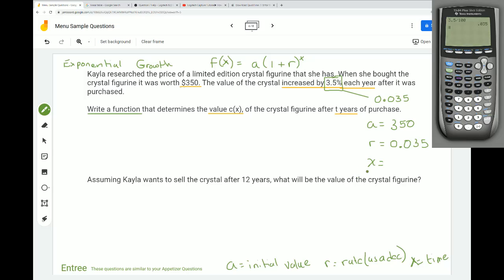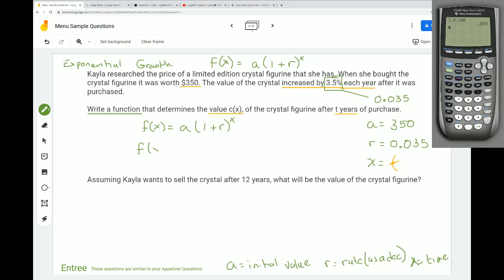And our x, which is our time, they didn't give us a time, but they told us it's t years. That means t, I'll do this in a different color, t represents our time. So now we want to use this information to just write a function. We're not doing anything else, just writing a function. So before I do anything else, let me rewrite our exponential growth function.